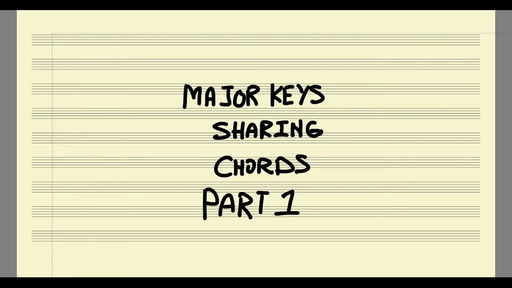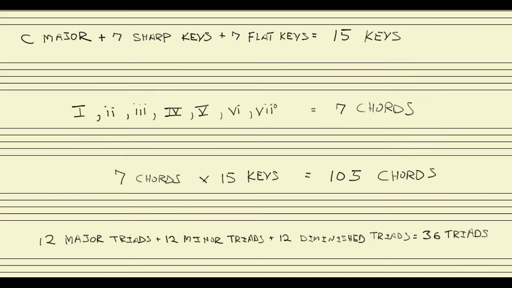Now that we know how to make triads through all of the major keys, we've really expanded our universe of chords. Take a look at this. We started with the key of C major, and we added 7 sharp keys and 7 flat keys to bring us to a total of 15 major keys. In each of those 15 keys, we can build 7 triads. The 1 chord, the 2 chord, the 3 chord, the 4 chord, the 5 chord, the 6 chord, and the 7 chord. So if you multiply 7 chords times 15 keys, that gives us a grand total of 105 chords.